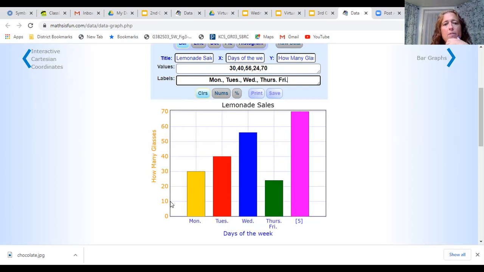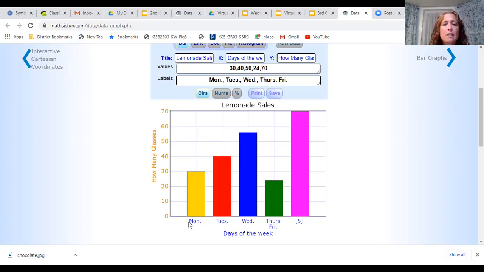We have the number of glasses here. Now, why did it decide that it was going to count by tens? The computer decided to count by tens because if we tried to count by ones, we would have this huge graph that goes off the page. So depending on the highest number we need, we may need to count by twos, fives, or tens instead of just ones.